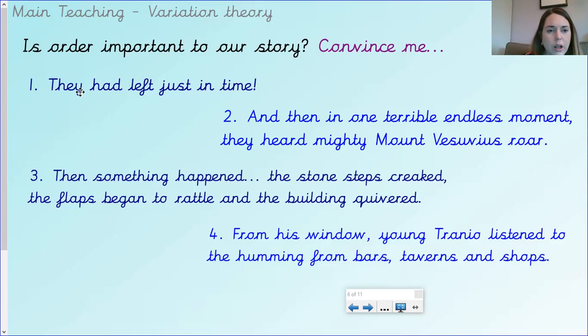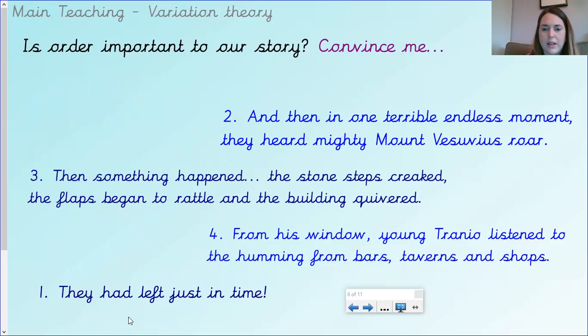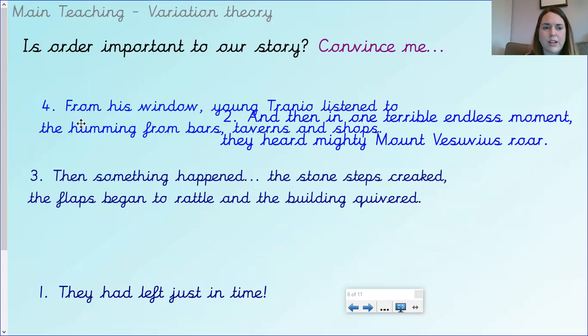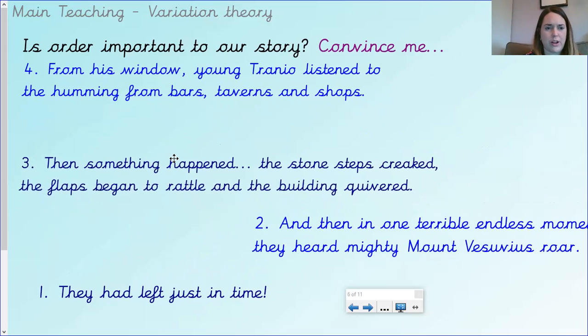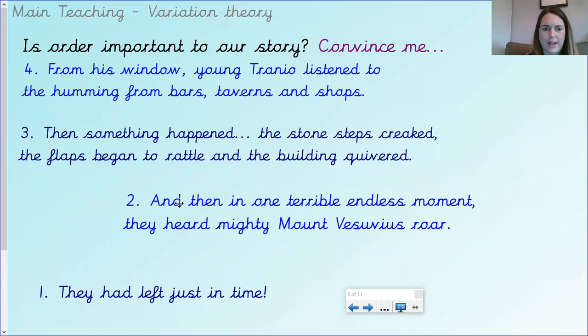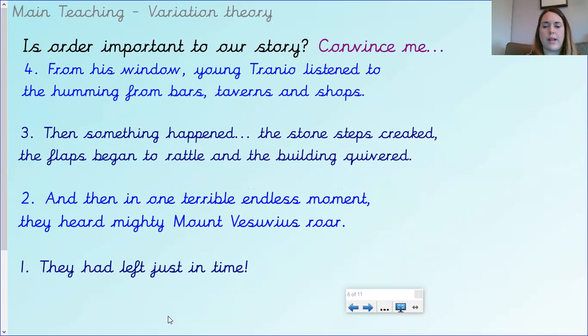Right, let's have a look. They had left just in time. That's the end, isn't it? I'm going to move that down there. Right at the beginning, Tranio is looking out of his window, listening to the humming from the bars, taverns and shops. Then we get the creaking, the groaning and the rumbling. Then we get Mount Vesuvius erupting. There we are. That makes a lot more sense. I put the story into the correct order now.